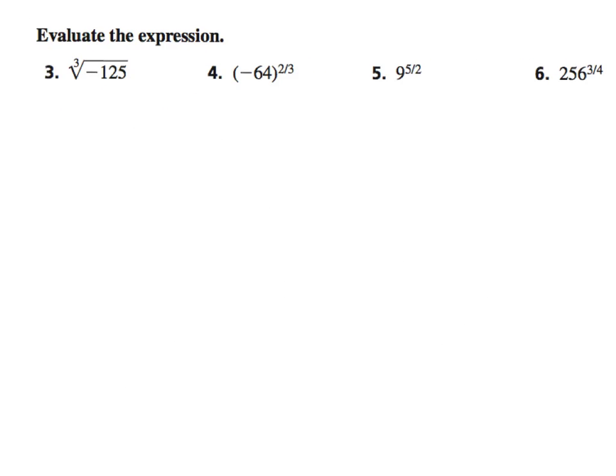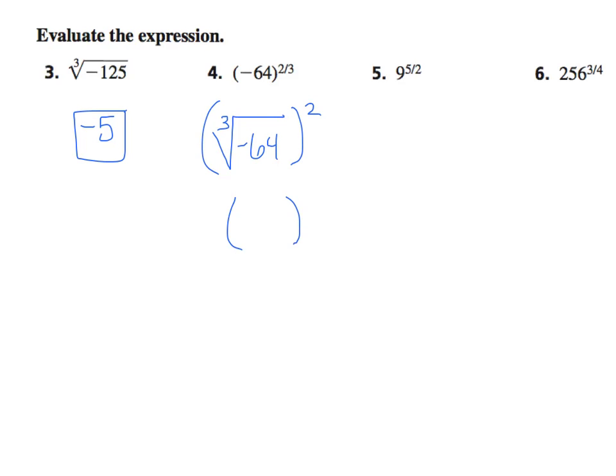Here are some wonderful examples for you to try yourself. Number 3, the cubed root of -125. That would just give you -5. Number 4, -64 to the 2/3 power. That would give you the cubed root of -64, all squared. Well, the cubed root of -64 is -4, squared. That would give you 16.